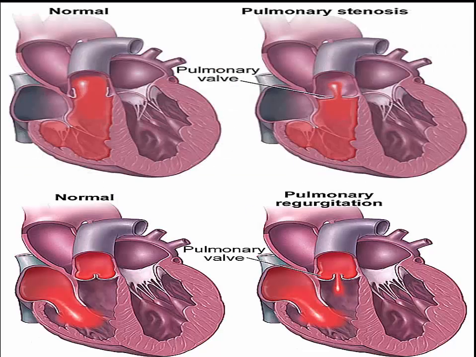Pulmonary stenosis. Assess for dyspnea, syncope, signs of right ventricular failure, ascites, and systolic thrill heard at the left sternal border. Pulmonary insufficiency or regurgitation. Assess for signs of right ventricular failure, ascites, systolic thrill at the left sternal border.